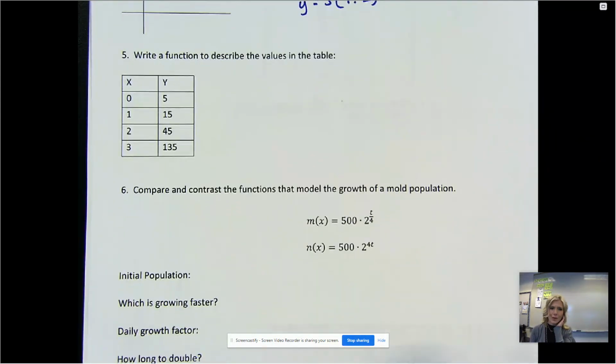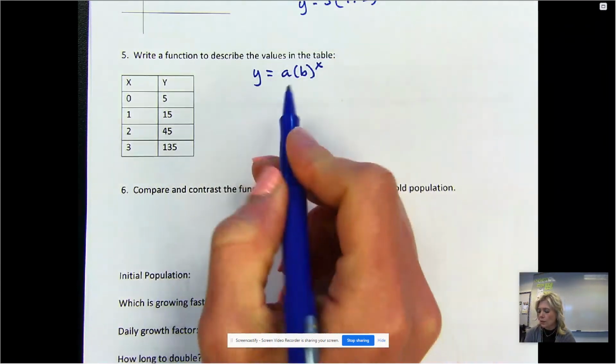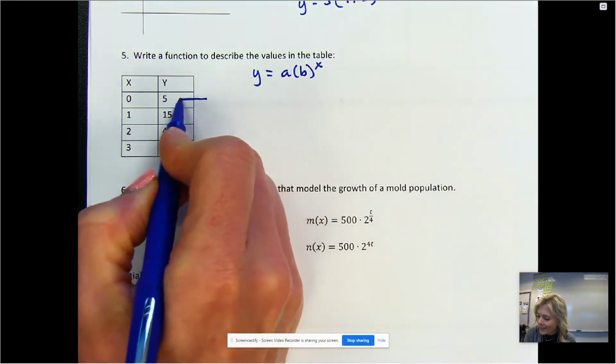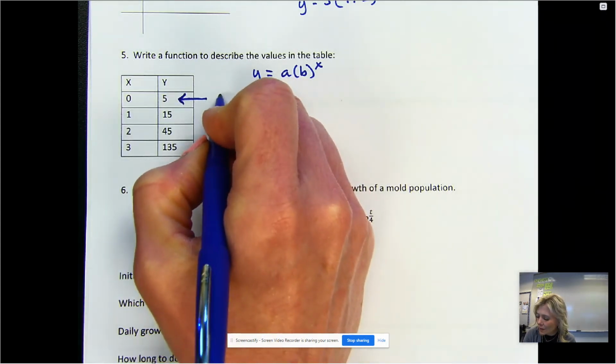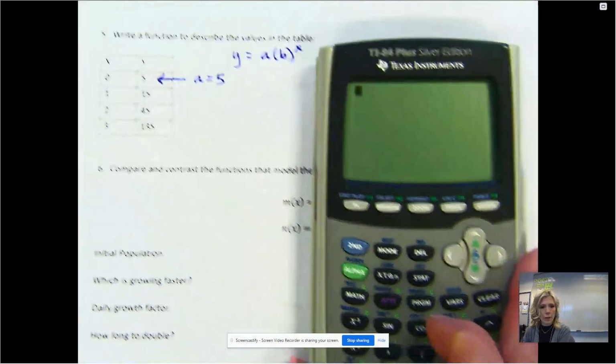Okay, next, write a function rule or a function to describe the values in the table. All right, so again, in that model, y equals a times b to the x. We need to know the initial value. This one is nicely given to us. This tells me that a is equal to 5 because that's what the value of the function is when x is 0. So we got that part done. If I'm looking at this table, it appears to just be multiplying by 3 each time. And if you make that as your guess, you could always check, is it multiplying by 3 each time?